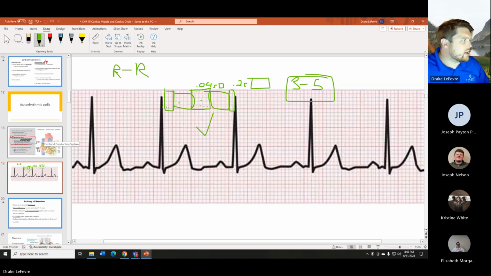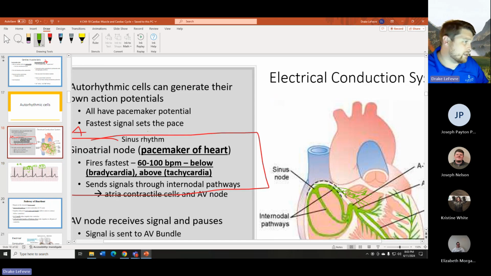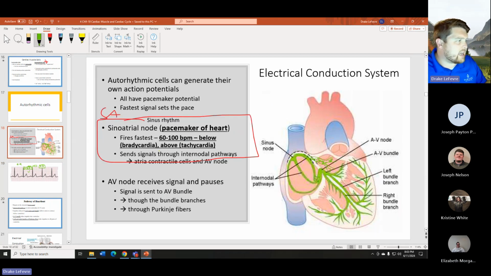Like I said, we'll come back to that. So that's all with the SA node. We also have the AV node. The SA node is in the upper corner of the right atria. The AV node is going to be between the two atria, heading down into the center of the ventricles.